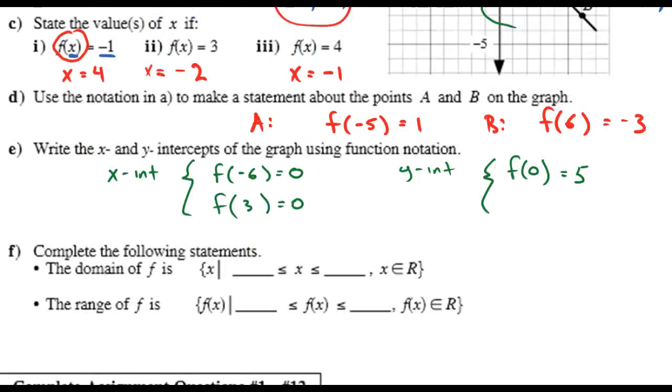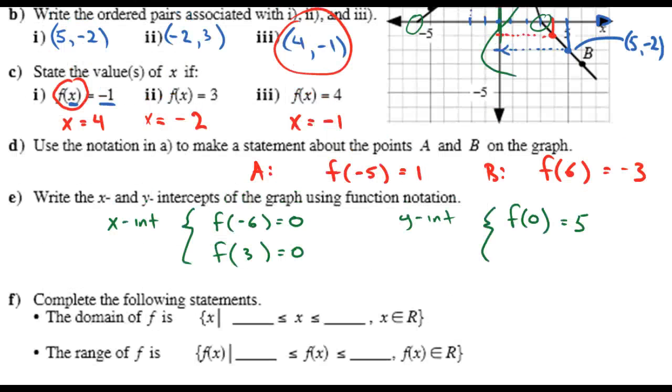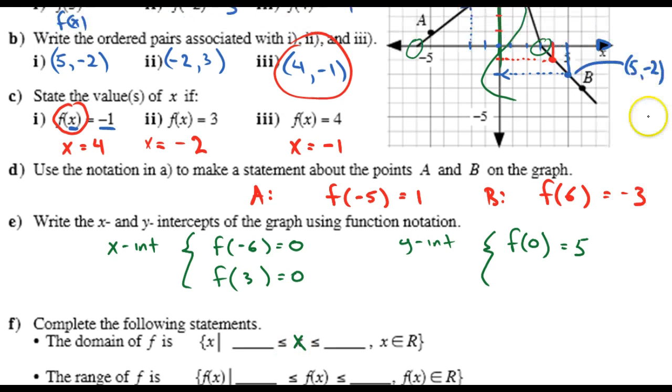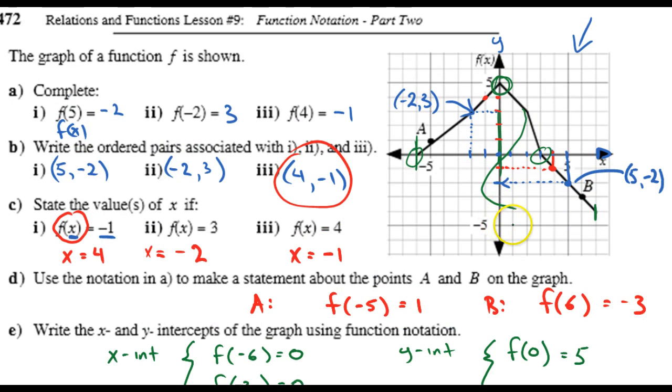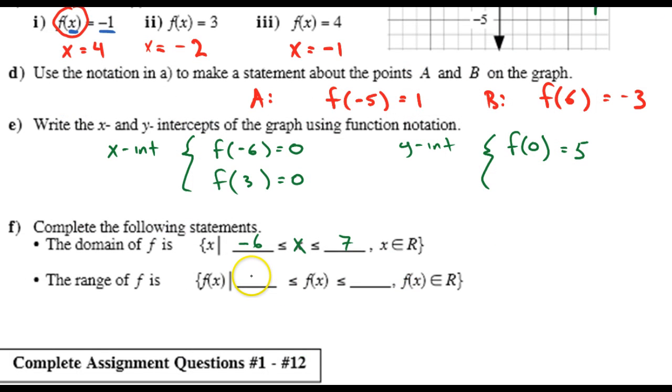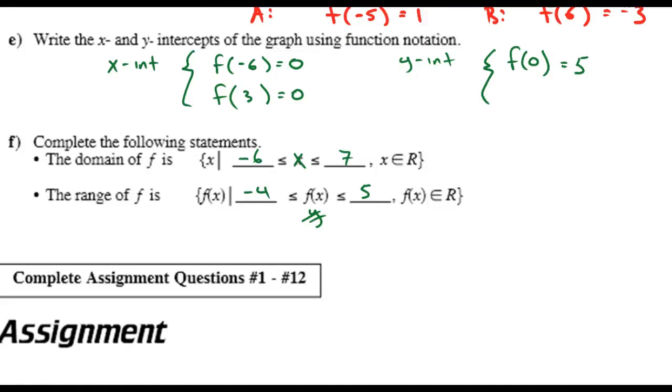Okay, moving on. Complete the following statements. The domain of f is, well, the domain, so x is bigger than, let me see the left boundary here. The left boundary is -6 all the way to 7. Okay, and the range goes from -4 all the way to 5. So y between -4 and 5, except instead of writing y, we write f at x. Okay, same as before. All right, that's it. See you in class, and thanks for watching.